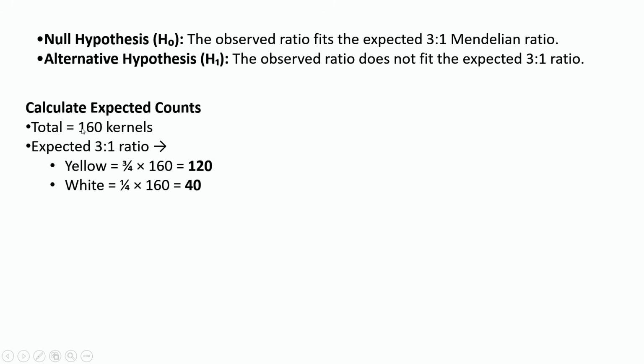So when we calculate expected counts, we already know that we have 160 kernels, and how many times are we going to get yellow? You remember, 3/4. So what will be the number if we multiply 3/4 with 160? 120. And white recessive, so 1/4 times 160, is 40. And these are the expected counts, right? So if you have 160 in a 3:1 ratio, that is what we have calculated. And what he found is 160.